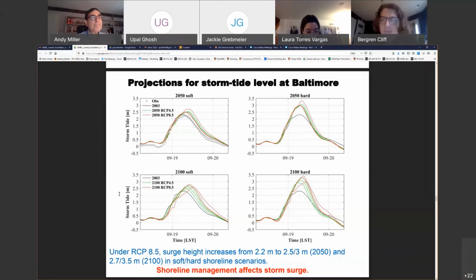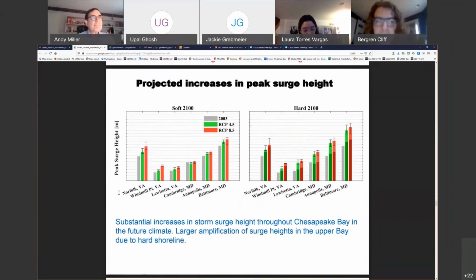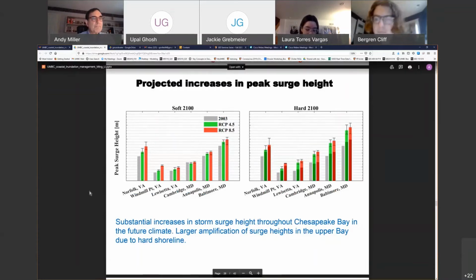Okay, next slide, please. Yeah, this just shows you that it's happening everywhere, not only in Baltimore, but all the other places, Annapolis, and other locations in Chesapeake Bay. The difference between hard shoreline and soft shoreline is more pronounced in upper and mid bay locations, because in Norfolk it changes a bit, because that's before the coastline management affects the lower bay location. Next slide, please.